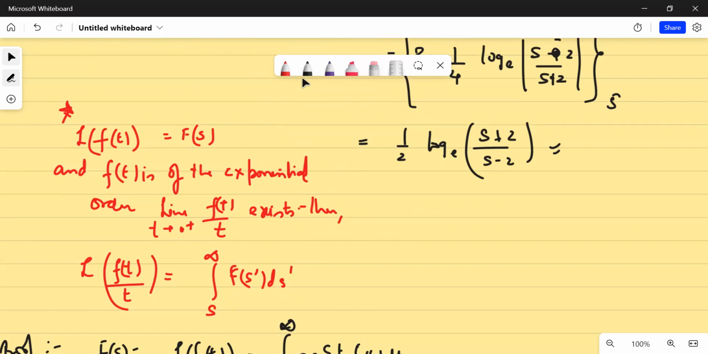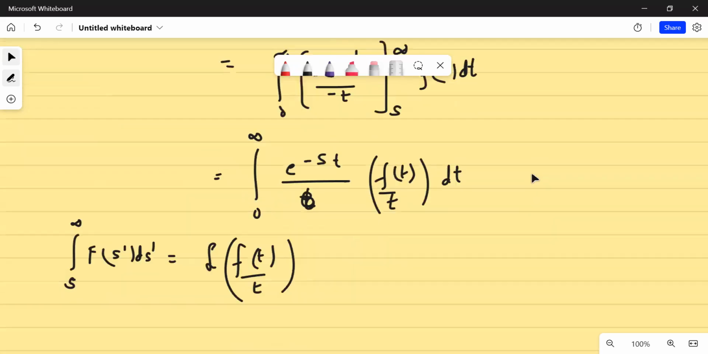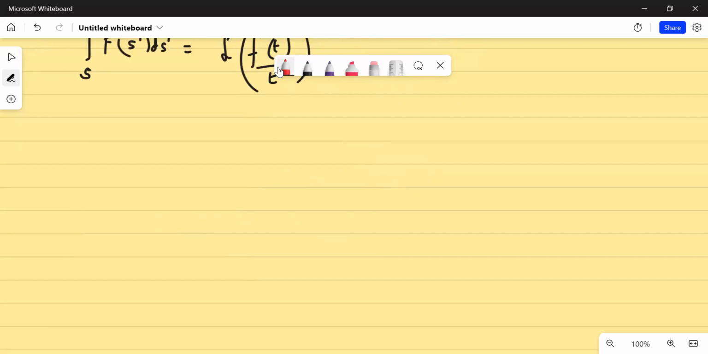Yeah. Okay, good. So this is clear to you. Now let us see a few more things. One of the important things that we are going to use in solving differential equations is to find the transform of the derivative.